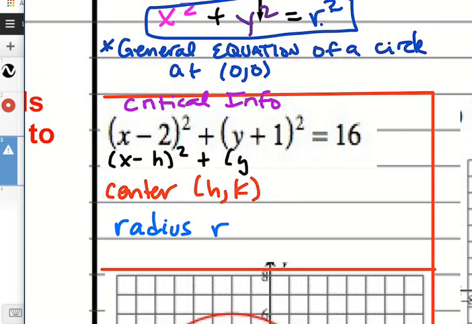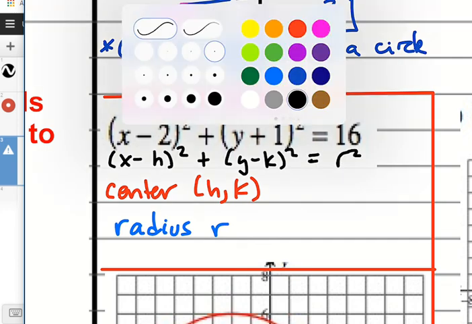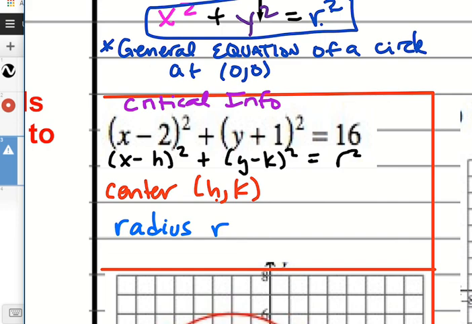Okay, so you have the h here, and the k here. We should be able to pull these values directly. So the h value is just going to be 2. The k value is going to be -1.